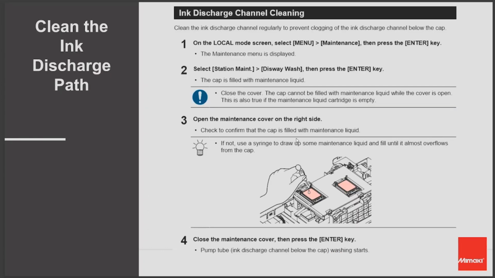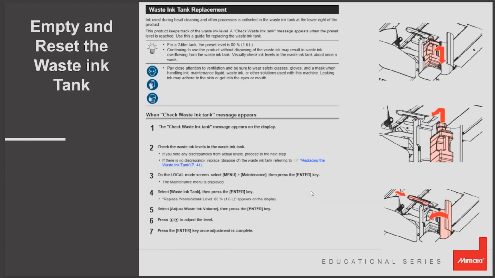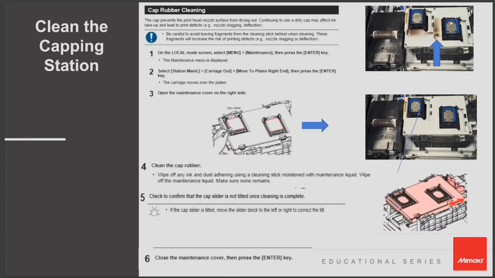And then we also have your ink discharge path. So basically, underneath the capping station, I can kind of go back. You can see this little metal area in the middle. That's where your waste ink feeds down into the waste ink tank. Basically, you drop a few drops of the cleaning solution in there to break apart ink that might have built up. Because you don't want that to clog up, because if that clogs up, then nothing goes into your waste ink.